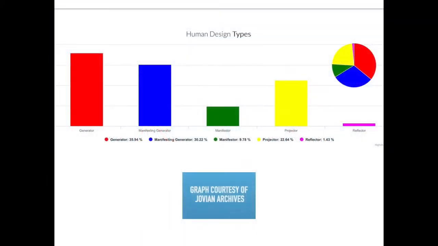Based on the Jovian Archive statistics, manifestors make up just under 10% of all types, and manifesting generators make up about 30% of all types. So about 40% of all types are motorized throats. Reflectors are about 1.5%, so projectors and generator types are the other 58 or so percent. And they can have either undefined or defined throats, as I just said. And having an open, undefined throat is not common, and only 1/8 of the population actually have this configuration. And what all those statistics mean is that you'll probably know people who fall in all categories.